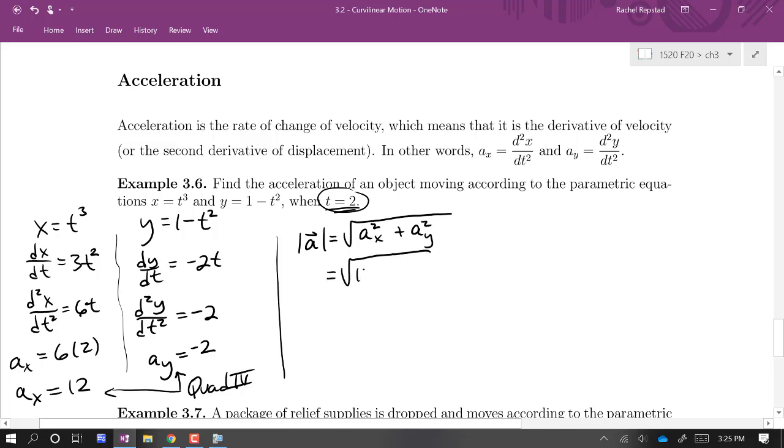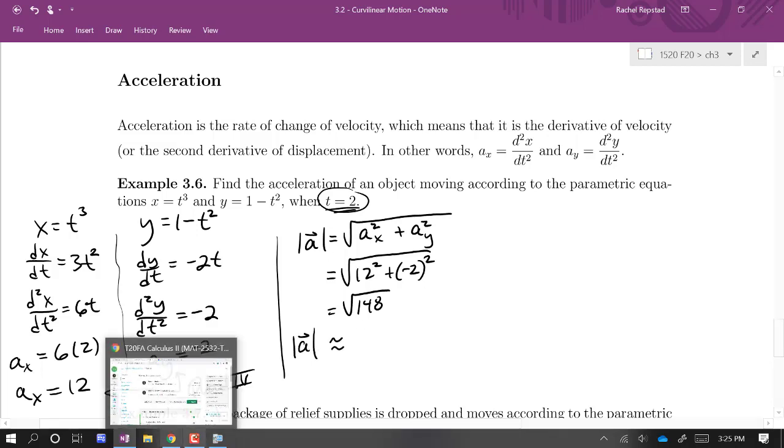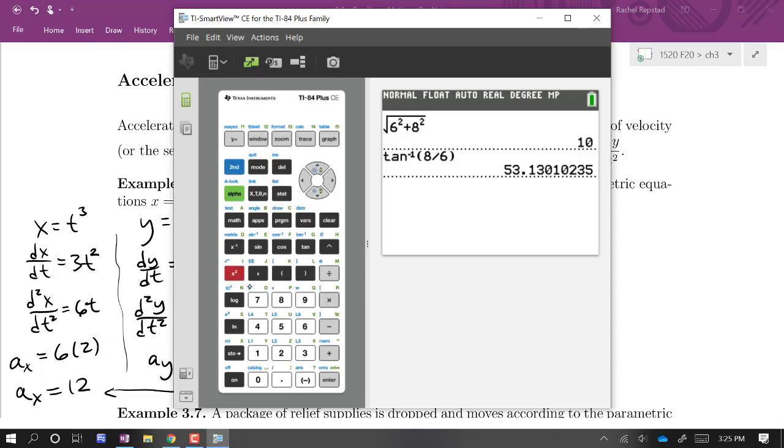So we got 12 squared plus negative 2 squared. That's the square root of 148. And if we approximate that, 12.17.